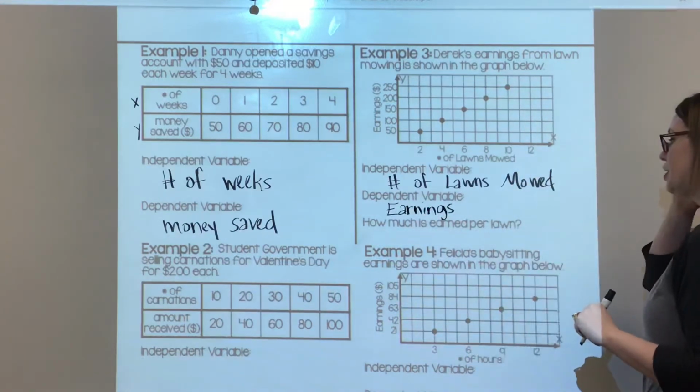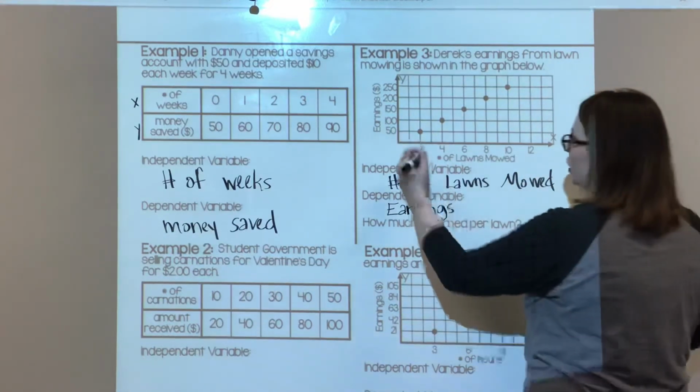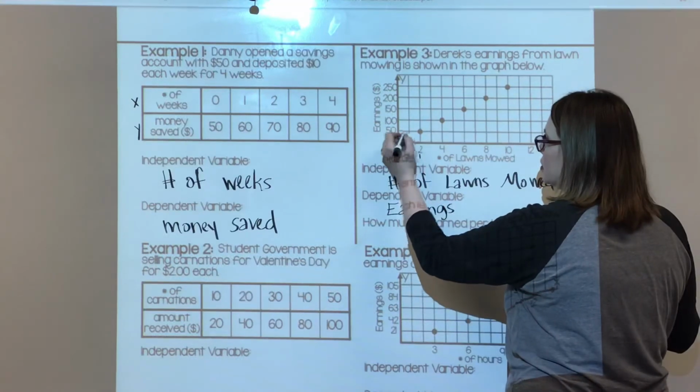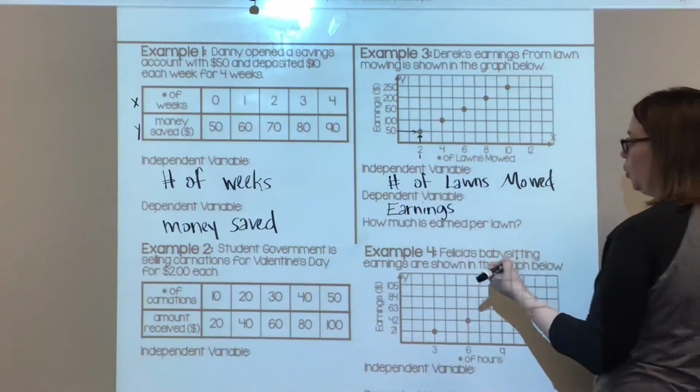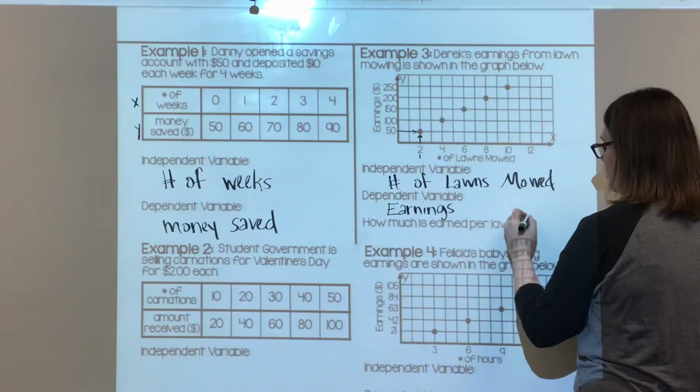Alright, then how much is earned per lawn? If I look, I have 2 lawns at $50. So if 2 are 50, and I want to make that 2 of 1, I'm going to divide. I'm going to have $25.